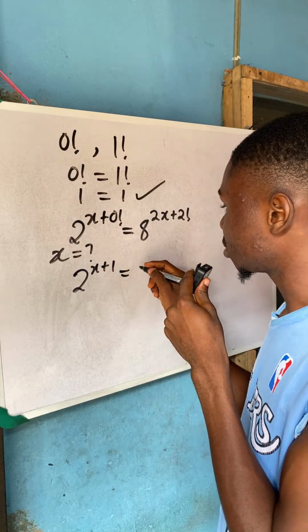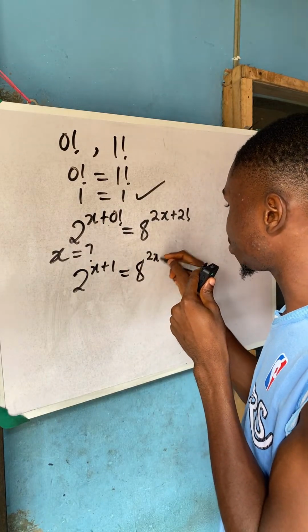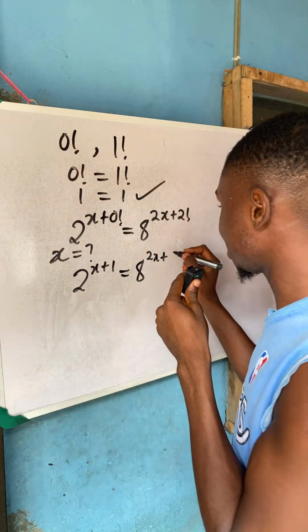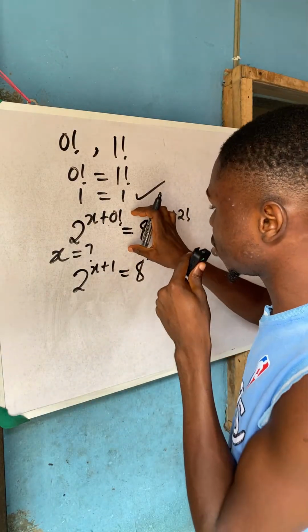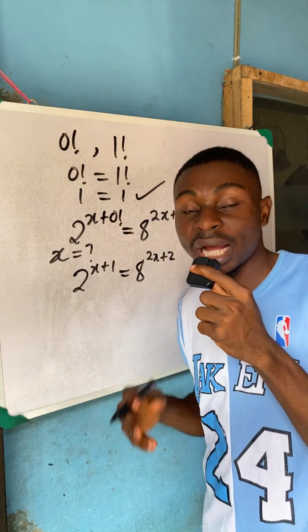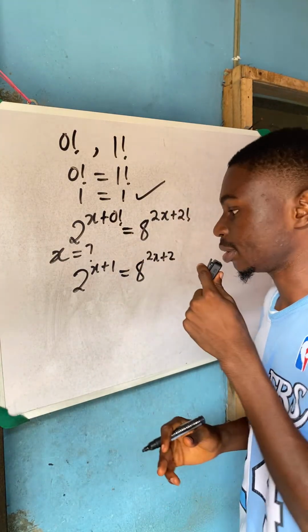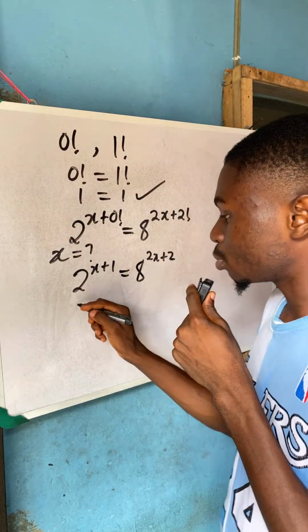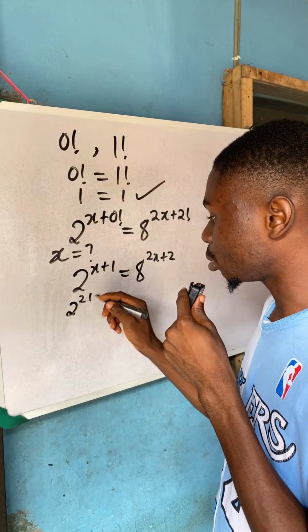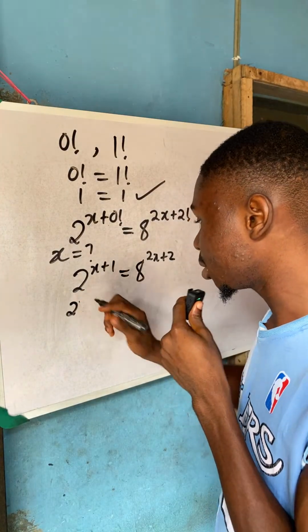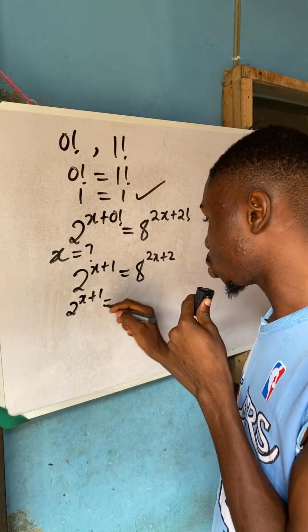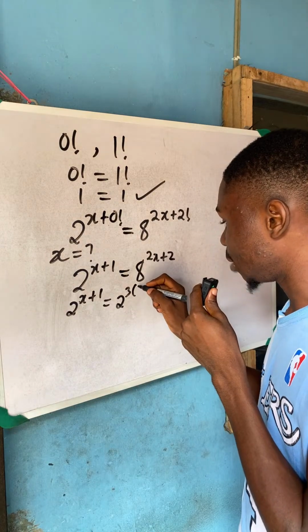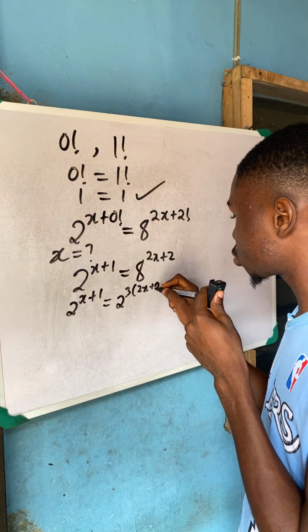This is equal to 8 to the power of 2x plus, now 2 factorial is the same thing as 2 times 1, which is the same thing as 2. So I have transformed this factorial equation to this form. We can equally solve this. Let's solve this together. Now you need to express 8 in the base of 2, right? So which becomes 2 to the power of x plus 1 is equal to 2 to the power of 3, which is automatically 8, raised to 2x plus 2.